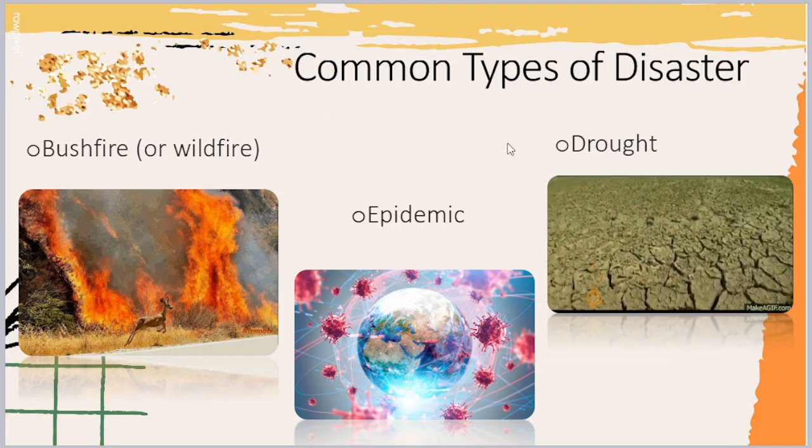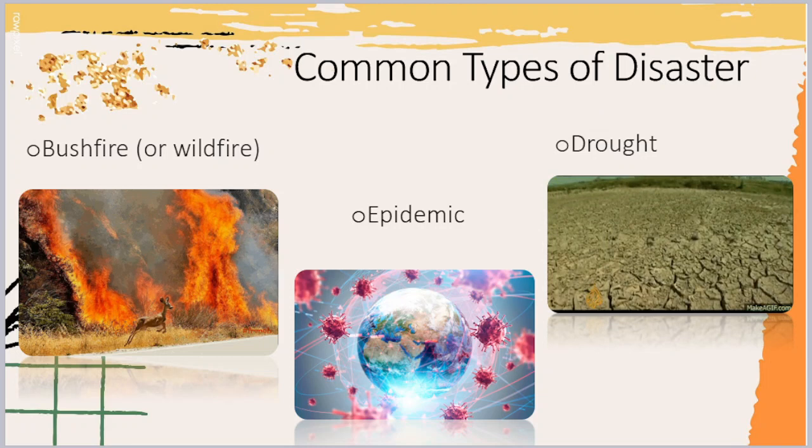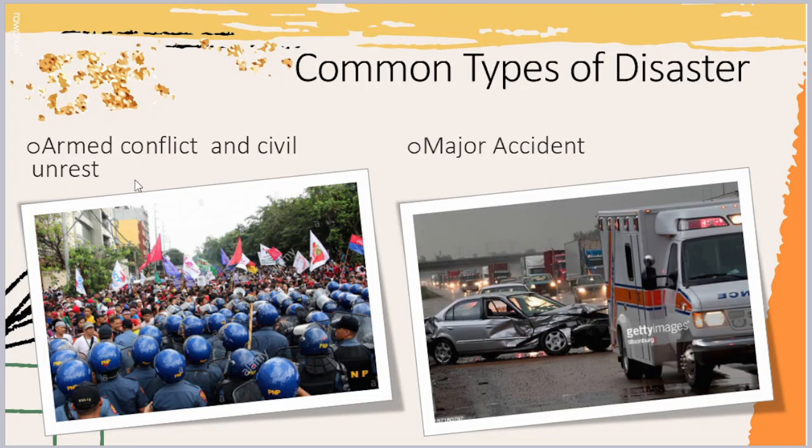And then you also have the drought. So we can experience this during the summer. Okay, so those. Okay, another example is the armed conflict and civil unrest. So one latest example for this is the conflict between Israeli and Palestinians during the May of 2021. And another one is major accidents. Okay, so all of these can be considered as disaster. So hindi lang karamihan sa kanila is natural phenomena, but some of them are also caused by human actions or man-made.